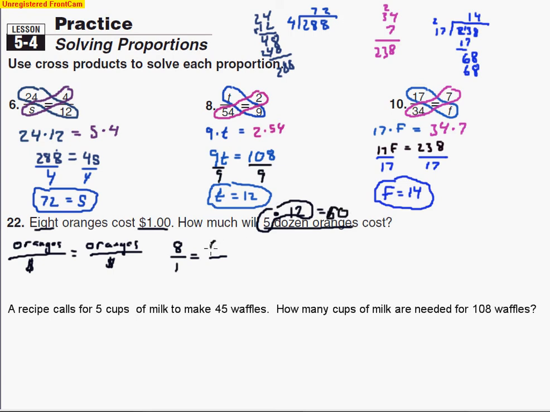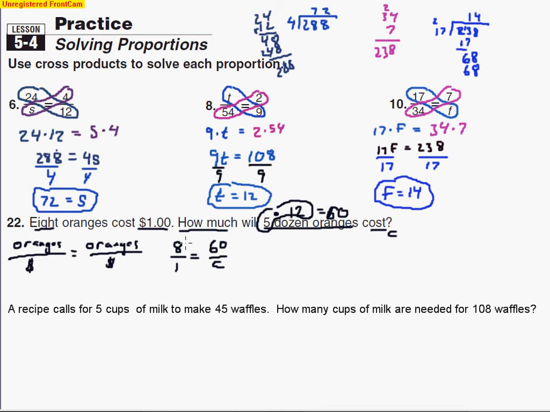So 60 oranges goes on top. And it asks, how much does it cost? We don't know how much it costs, so let's put a C for the cost. C goes in place of the dollars. Notice how the dollars are both on the bottom of the fraction, oranges are on top. You could have this set up differently, but as long as you're consistent, you'll end up getting the right answer.